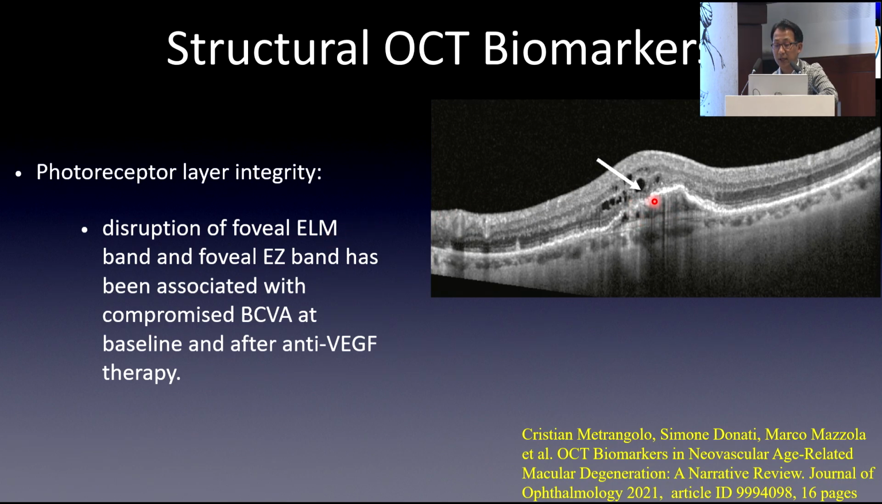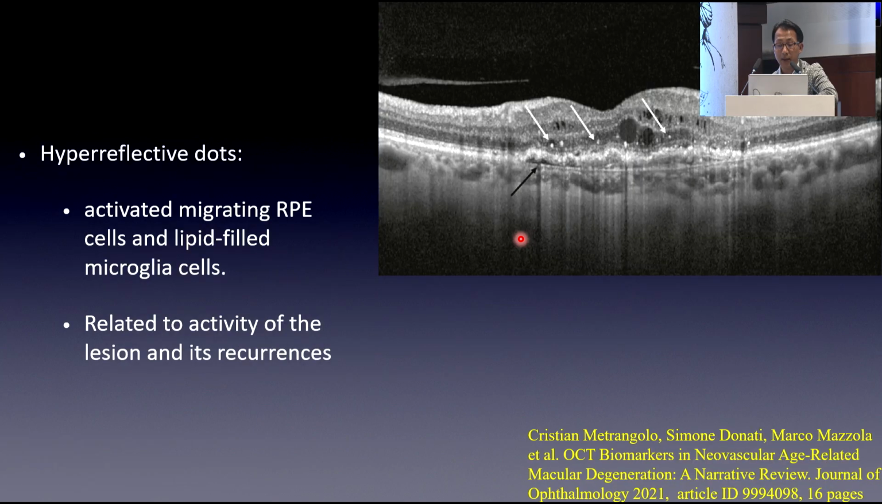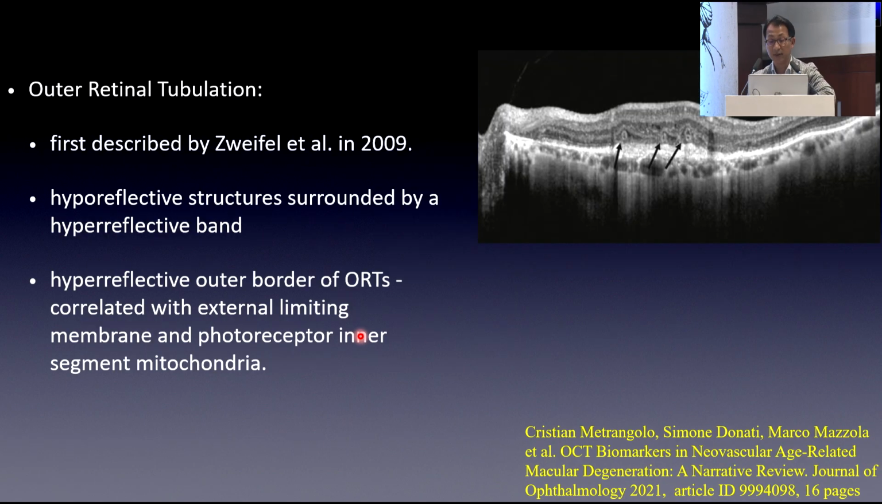Which is a prognostically very bad sign. And another finding is the hyperreflective dot in the... which is related with activity and the lesions' recurrence.